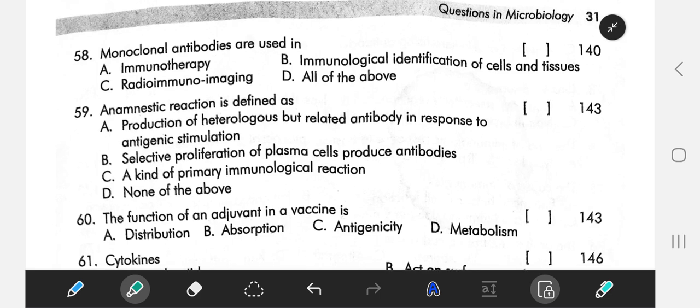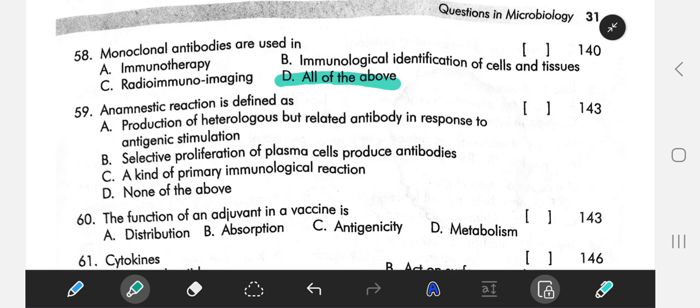Question number 58. Monoclonal antibodies are used in option A. Immunotherapy, B. Immunological identification of cells and tissue, C. Radioimmunoimaging, D. All. Answer will be all of the above.